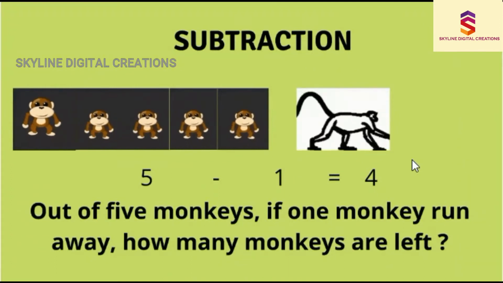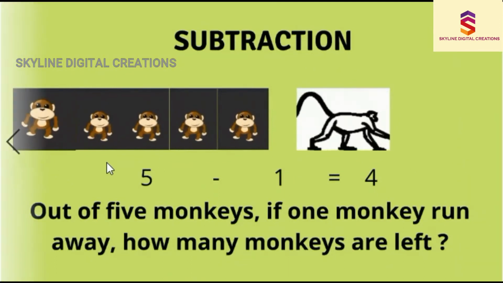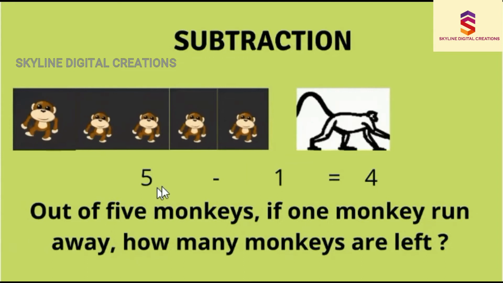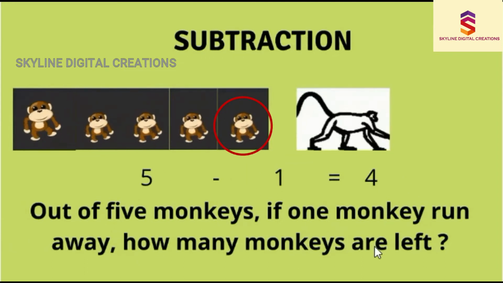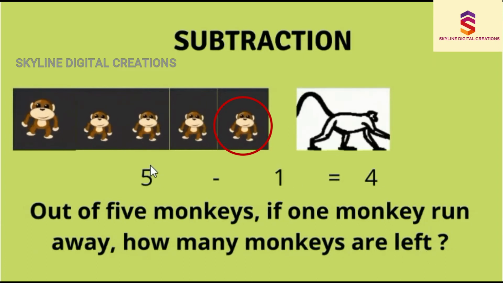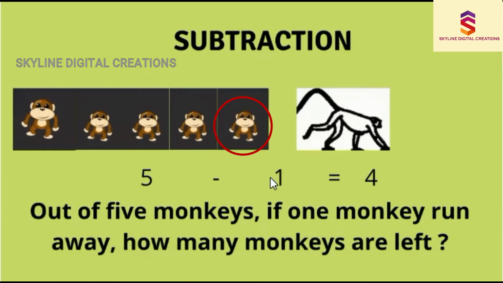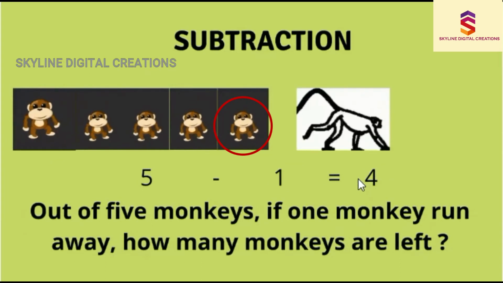Second example. Here are 5 monkeys. So, out of 5 monkeys, if 1 monkey has run away, how many monkeys are left? Which means out of 5 monkeys, if 1 monkey has run away, then there will be 4 monkeys remaining.